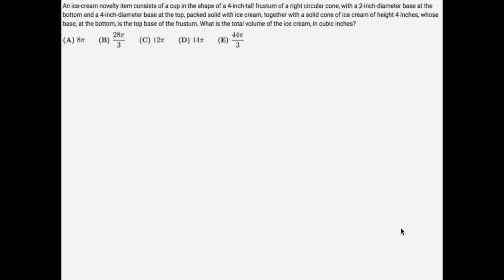So this next problem is number 14. It's a geometry problem, and it asks, an ice cream novelty item consists of a cup in the shape of a 4-inch tall frustrum of a right circular cone with a 2-inch diameter base at the bottom and a 4-inch diameter base at the top, packed solid with ice cream, together with a solid cone of ice cream of height 4 inches, whose base at the bottom is the top base of the frustrum. What is the total volume of the ice cream in cubic inches?